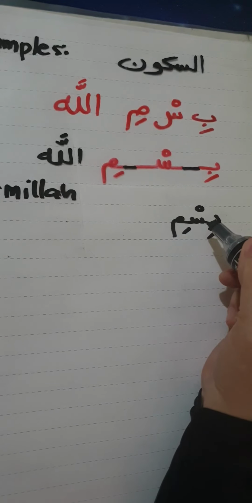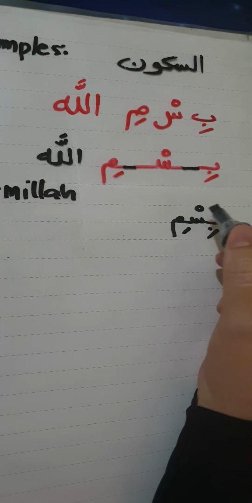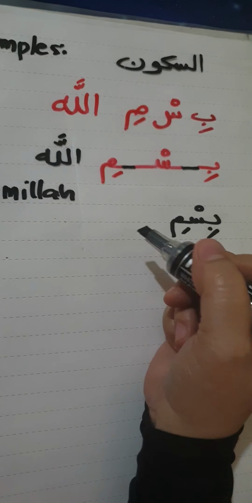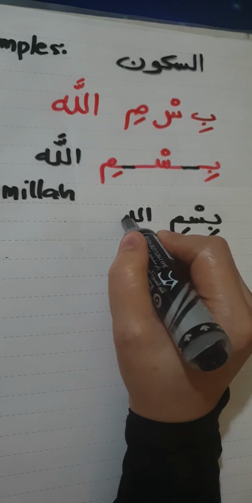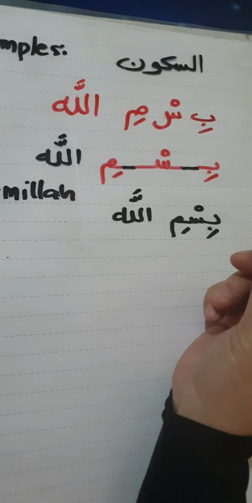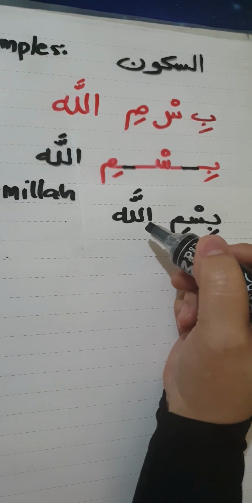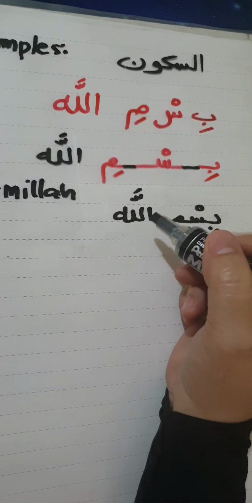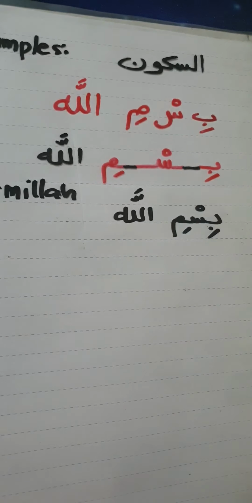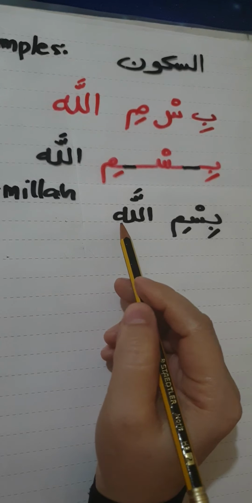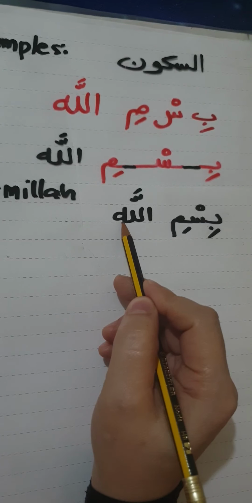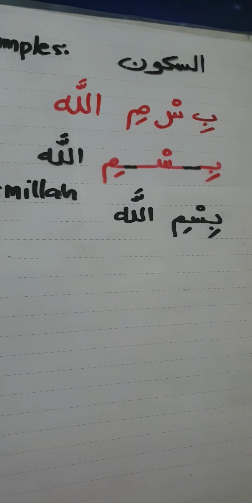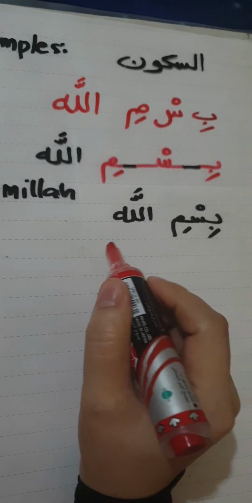Bismi. So the sin here is silent, bis, because of the sukoon on it. And then the word Allah. As you can see here, the name Allah, the last letter of it is the ha. So remember, the final shape of the ha is like this. If you're going to break down the word Allah, it will be like this.